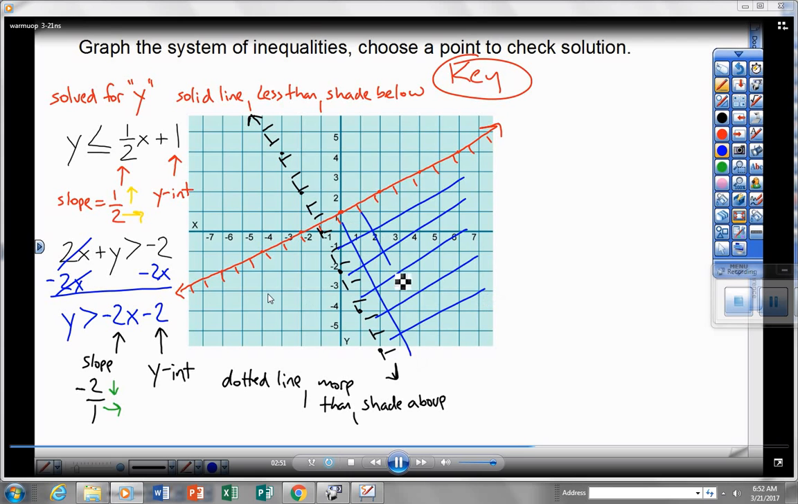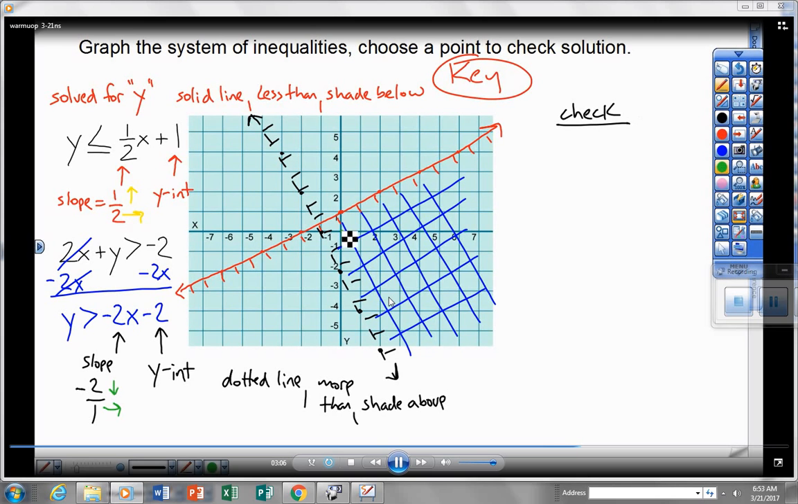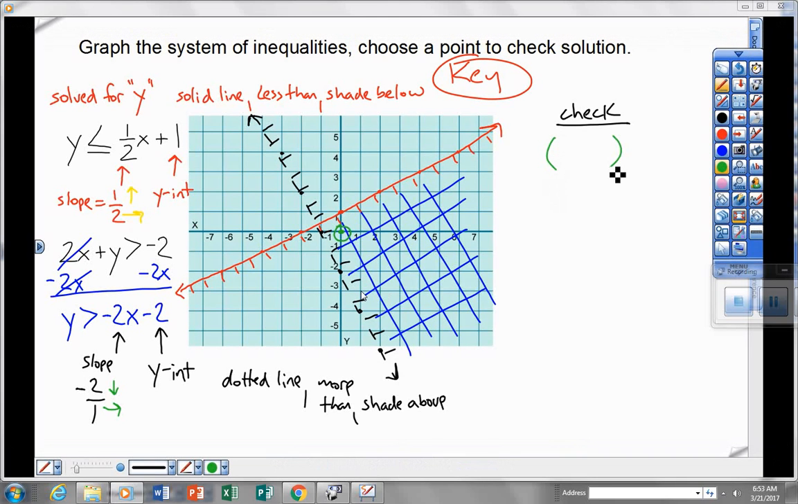And now for the check. Any point in the shaded area will work if I plug it into both inequalities. I'm going to go for the easiest one, which is the origin at 0, 0. So 0 for x, 0 for y, the origin. If I have the choice to pick the origin for a check, usually it's your easiest bet, 0, 0. So 0 for x, 0 for y.